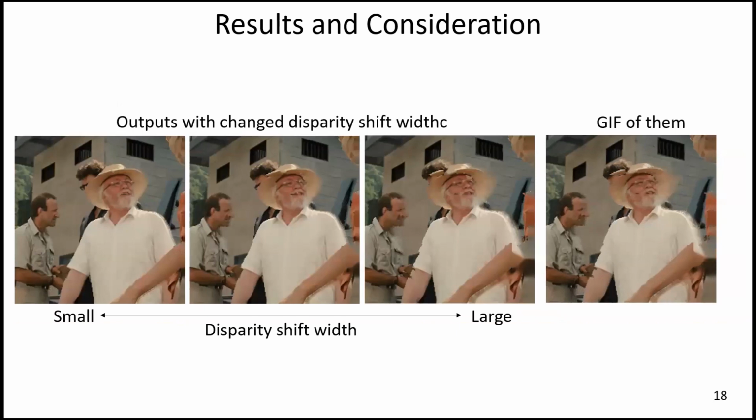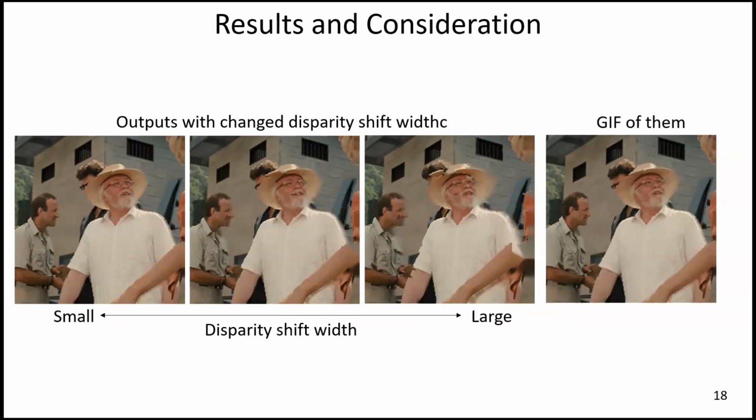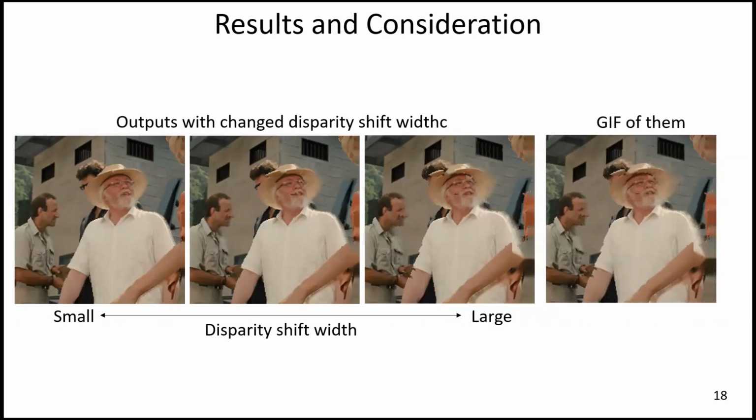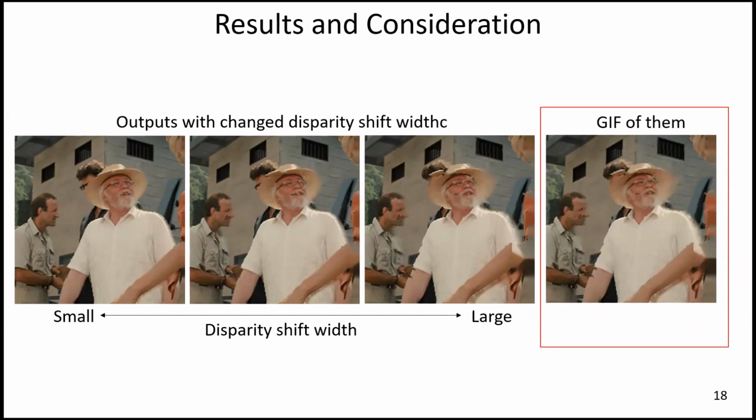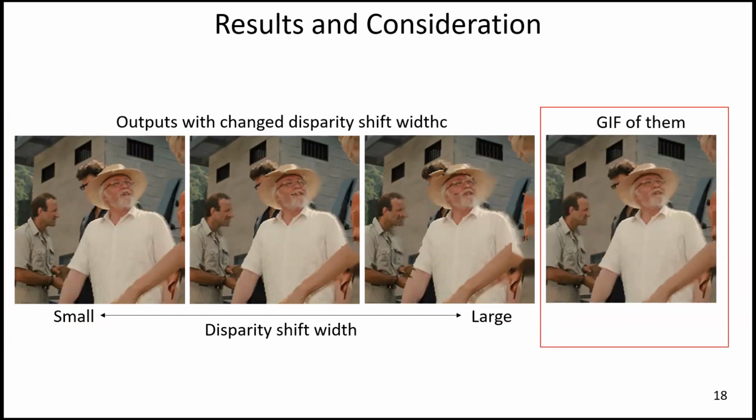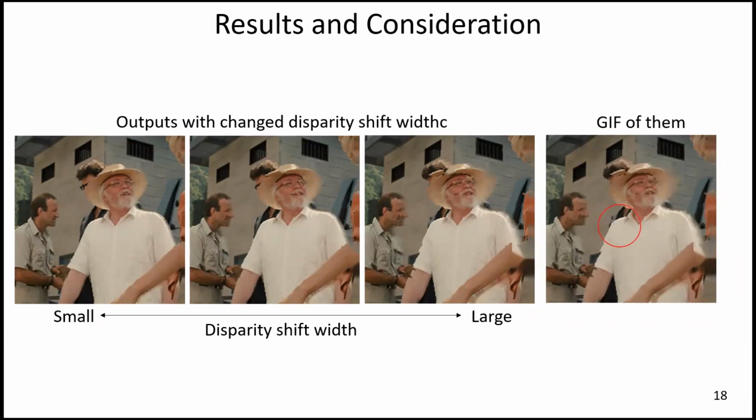Next, this figure shows the output results for different disparity widths using our proposed method. The output images show a larger disparity shift width as it goes to the right. And this is a GIF image of the result of these outputs. In the shoulder area, we can see that different disparity shift widths can be reproduced.